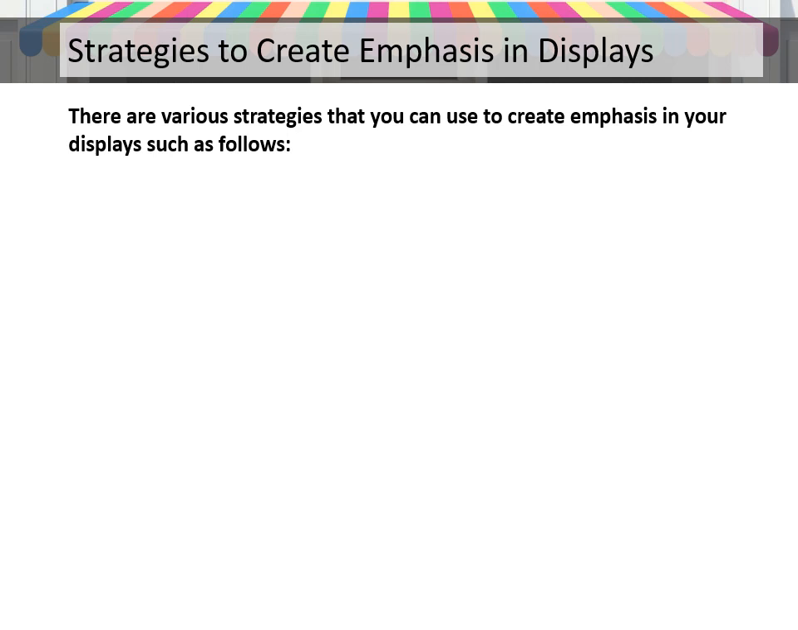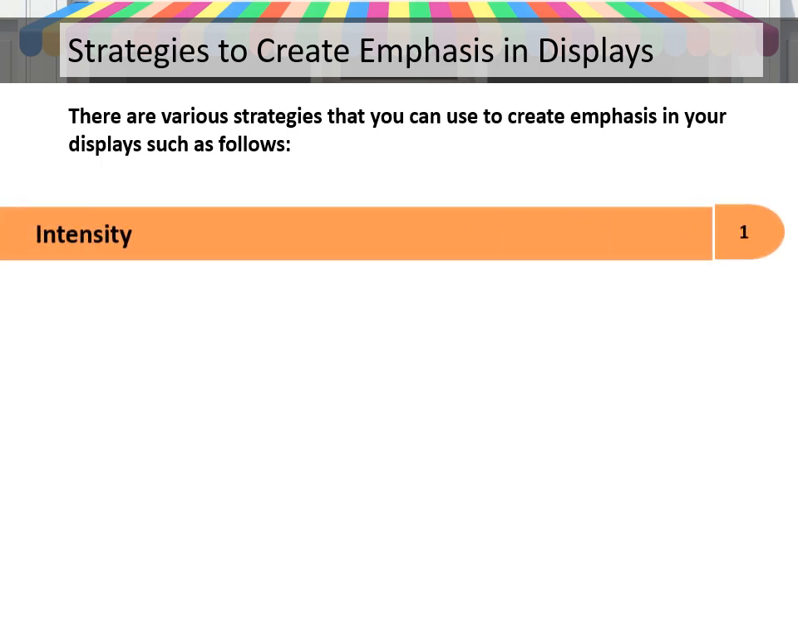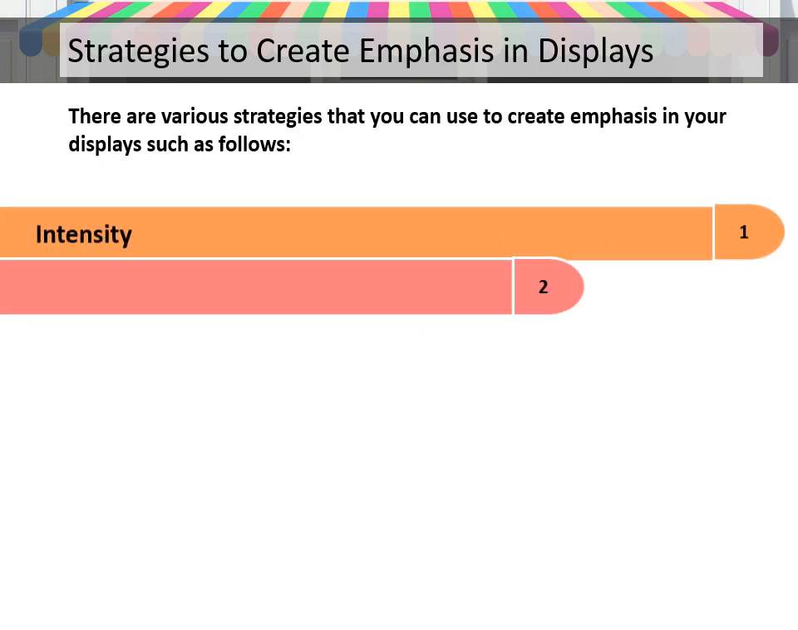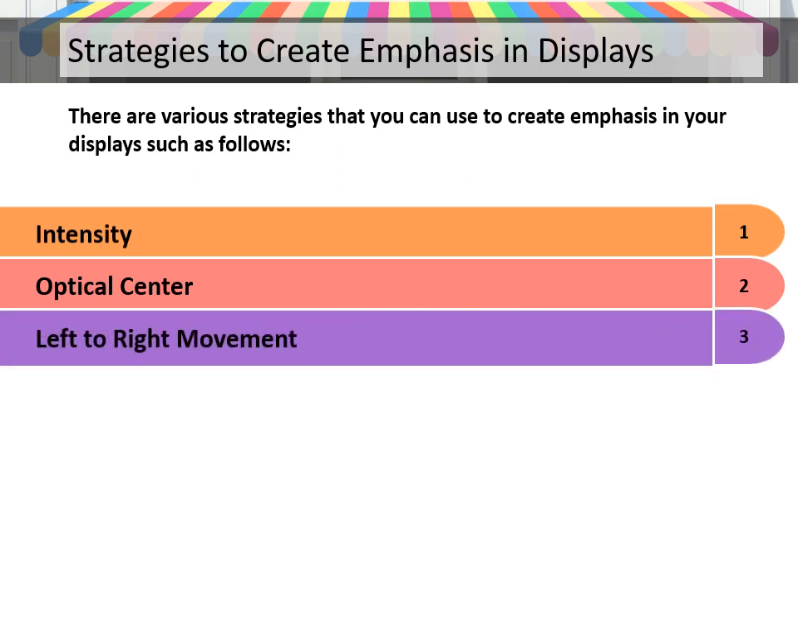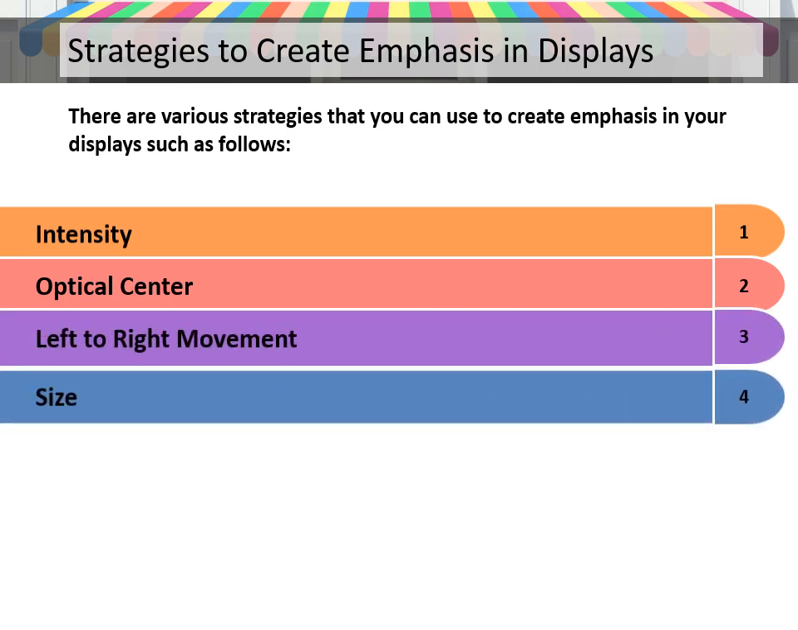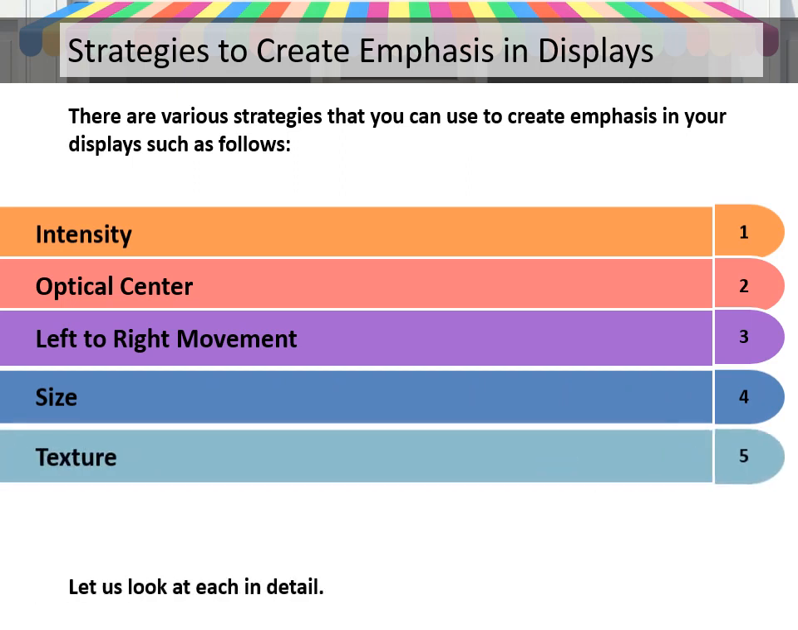Strategies to create emphasis in displays. There are various strategies that you can use to create emphasis in your display, such as the following. Number 1, intensity. Number 2, optical center. Number 3, left to right movement. Number 4, size. Number 5, texture. Let's look at each one of them in detail.